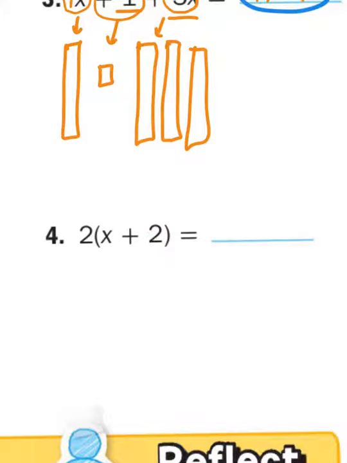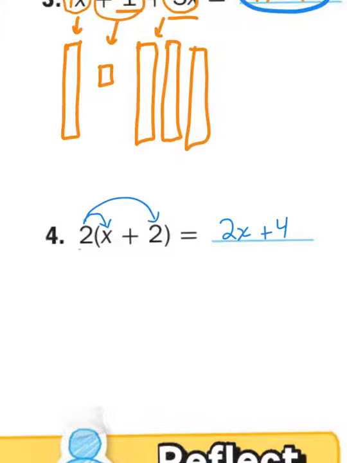So what I want you to do first is distribute 2 times the x and 2 times the 2 and write that down here. Okay, go ahead and do that. If you need to pause the video, go ahead. All right, let's see if you had it. Did you do 2 times x, which is 2x, plus 2 times 2, which is 4? Okay, now that should be our answer in simplest form, but let's show you how it looks with the tiles.